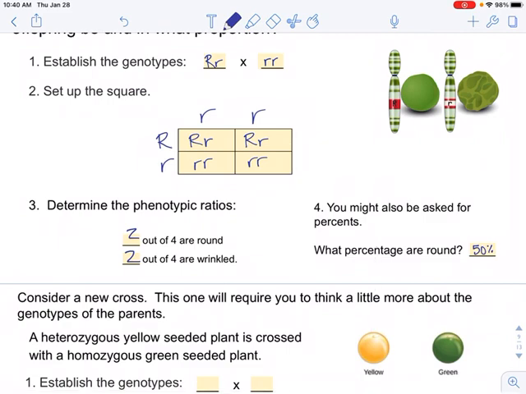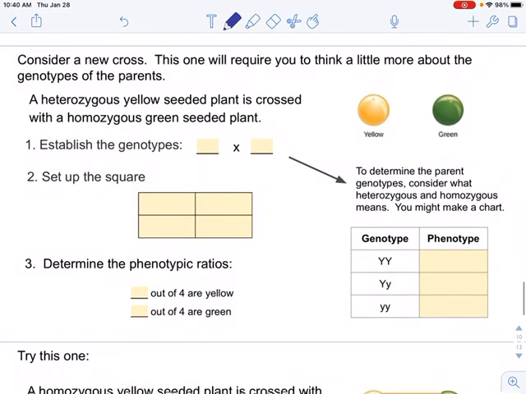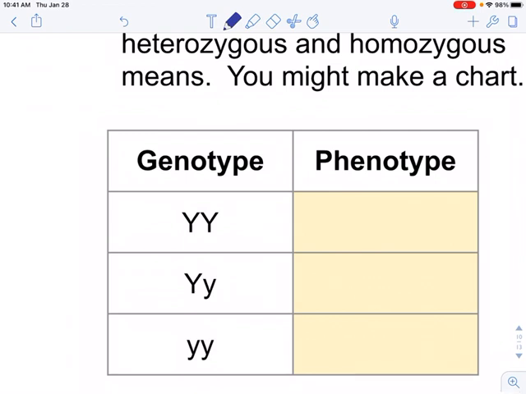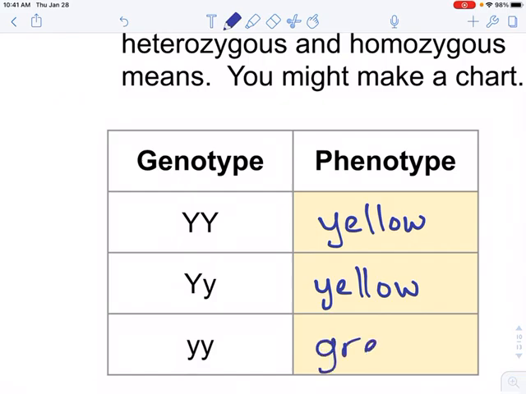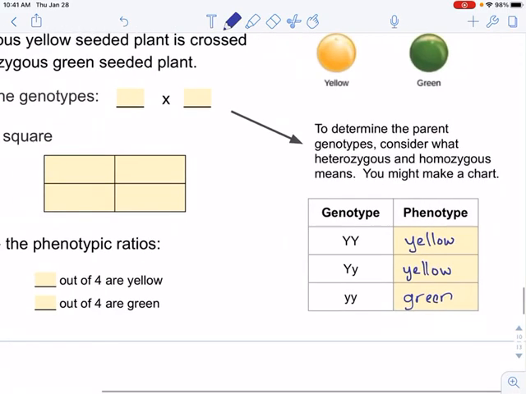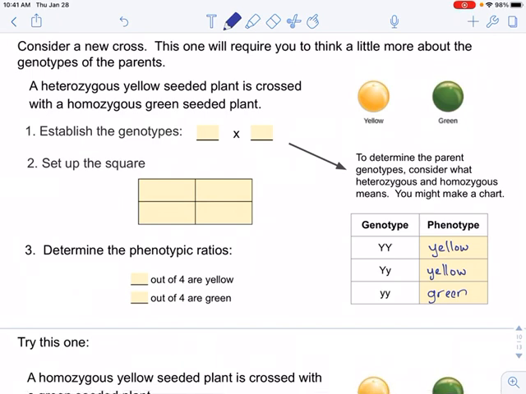Right, let's do just a few more crosses. Consider a cross between a heterozygous yellow seed and a homozygous green seed. Right, well first we would need to remember that yellow is dominant. So if we have homozygous big Y, it will produce a yellow phenotype. If we have the heterozygous genotype, it will still be yellow. But if we have little y, that's what produces green. So now let's go back to our question. Heterozygous yellow, what is that genotype?